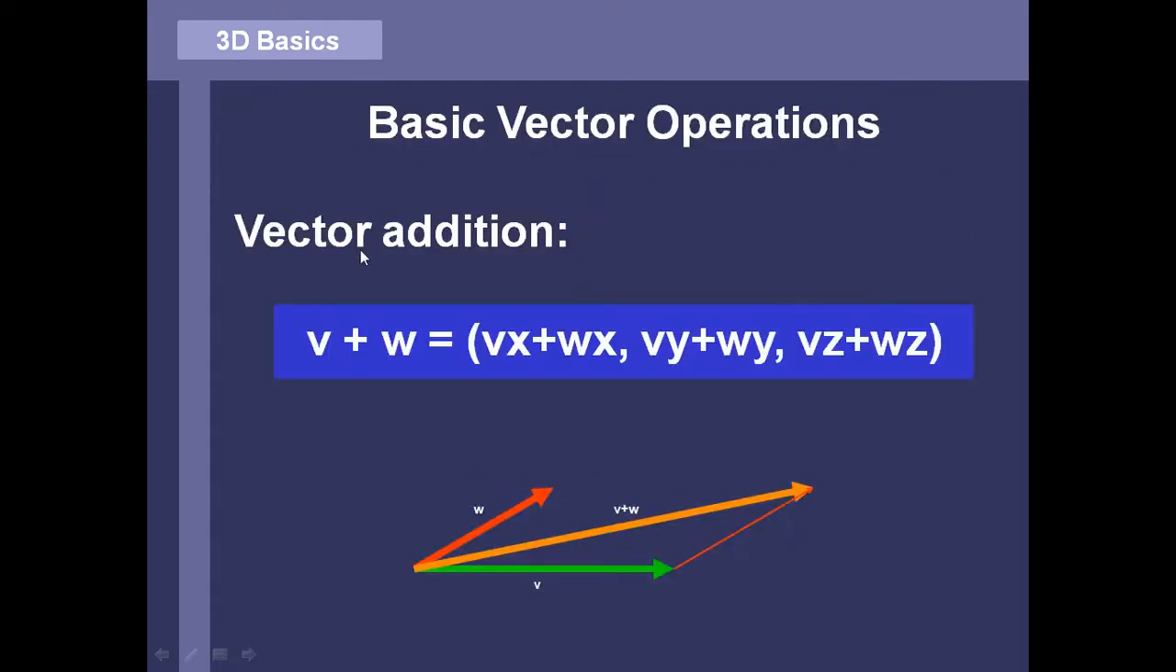Basic vector operations: vector addition. V plus w is vx plus wx, meaning the x coordinates of v and w are added, then the y values of v and w, and then the z values of v and w. So this is v, this is w, and this is how v plus w will look.